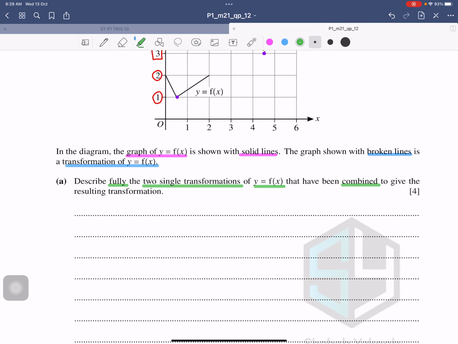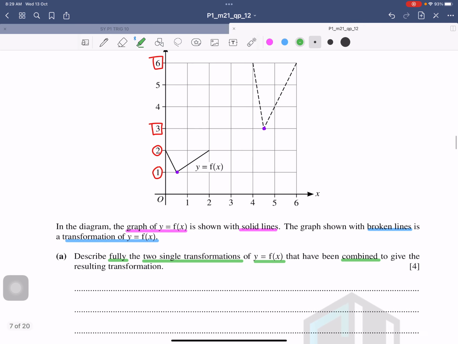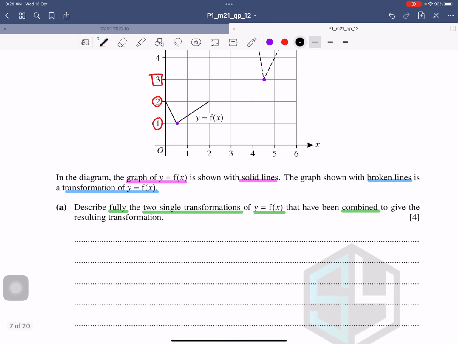the resulting transformation. Now, the first thing that I notice is that this graph was like this, and this graph is more steeper. Now, the rule is something about the steepness. When a graph becomes steeper along the y-axis, that means it's a case of stretching along y-axis.